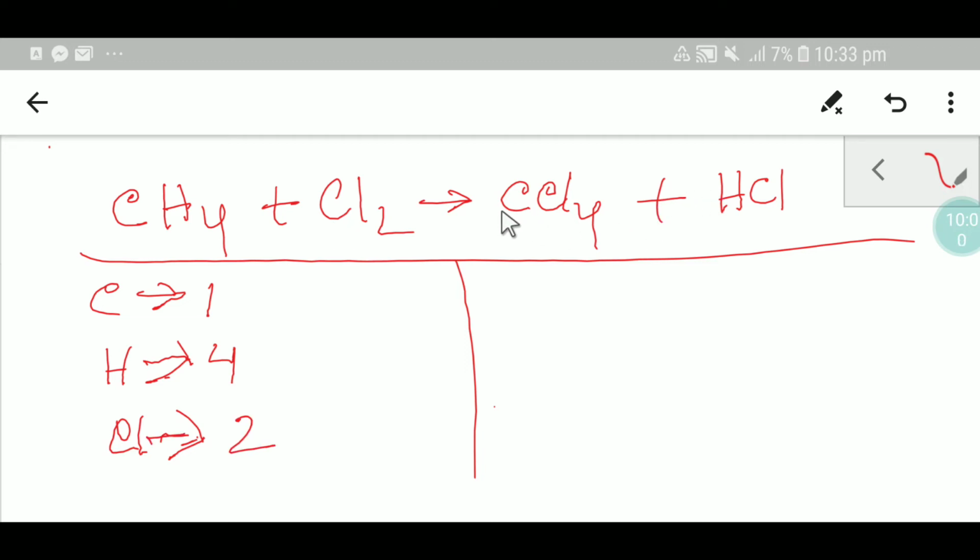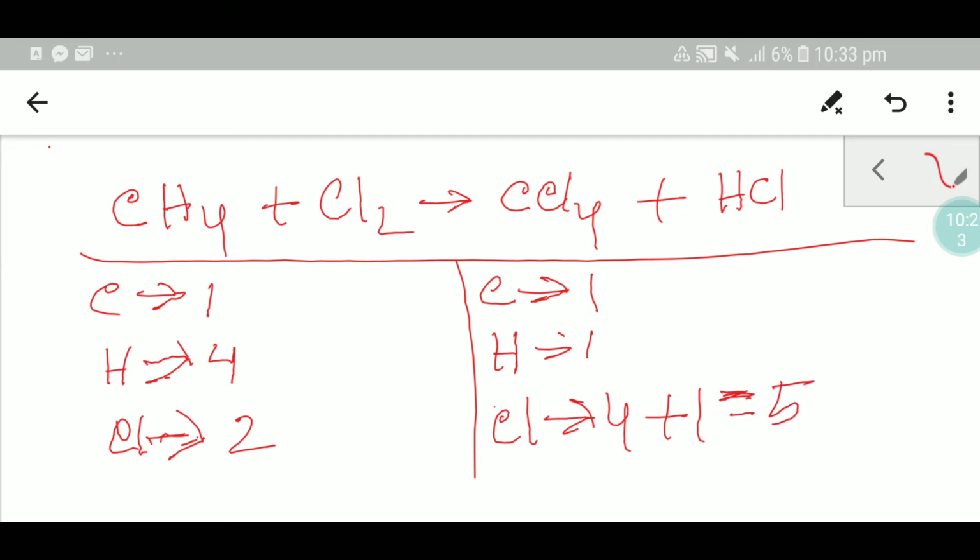On the right hand side, here you have one carbon, and four chlorine, and one hydrogen, and one more chlorine. So 4 plus 1, that gives you 5 chlorine, right? So you can target carbon: 1, so carbon is already balanced. Here hydrogen is 4, but here 1, so you can target hydrogen.